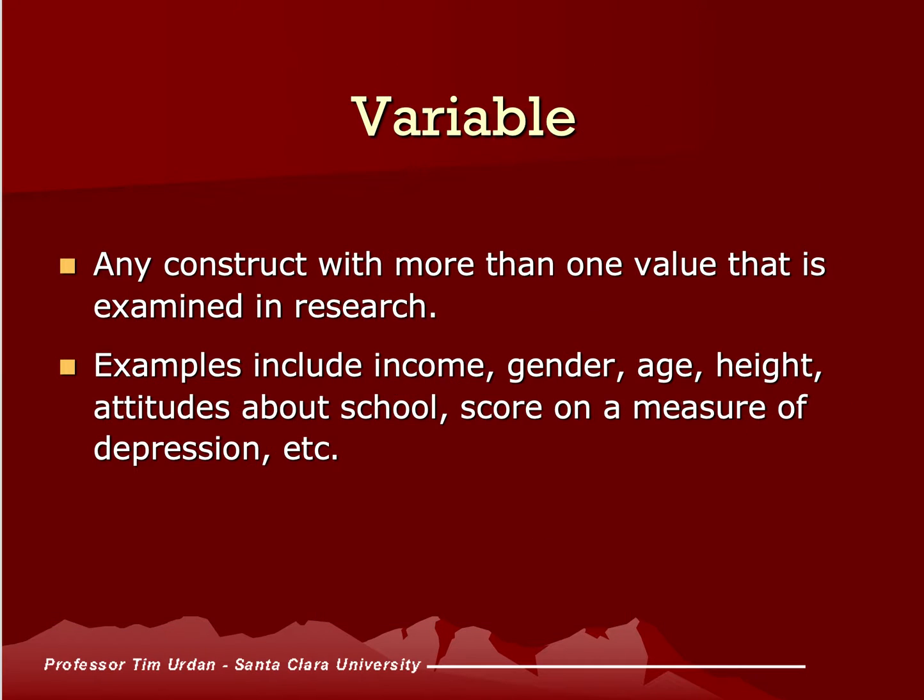Now, when I talk about variables in a study, we're going to have variables that are going to be anything with more than one value. So something that's variable is something that varies or something that changes, like income, gender, age, height, score of a measure of depression. Those things can vary from person to person, and they have more than one possibility. So those are going to be considered variables.